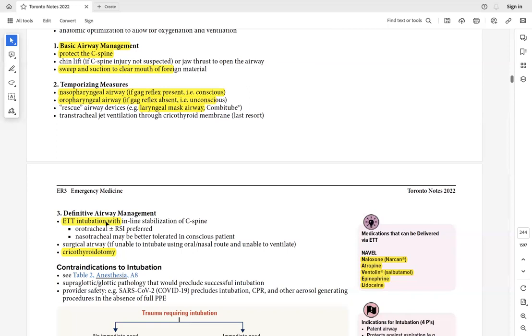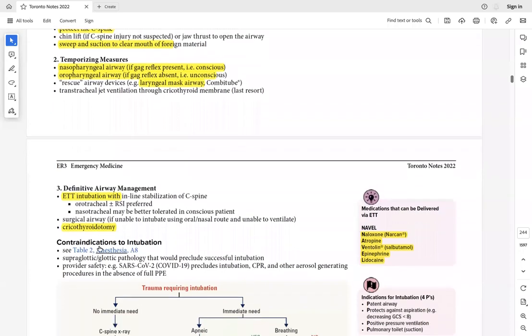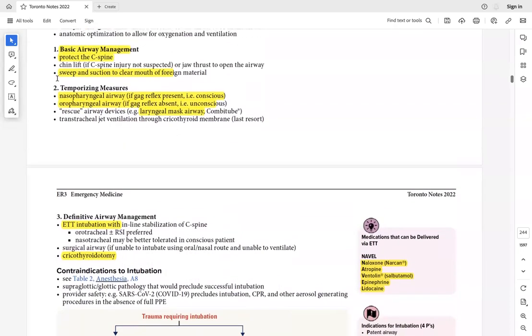If you are not able to intubate the patient, or there is some contraindication, like there's some basal skull fracture, then we will move to cricothyroidotomy. So you should just know these steps. Protect the C-spine with what? We have to put the collar. Then sweep and suction, then the airway, LMA, ETT, and cricothyroidotomy. So depending upon which step they are giving you, you have to write the next step.